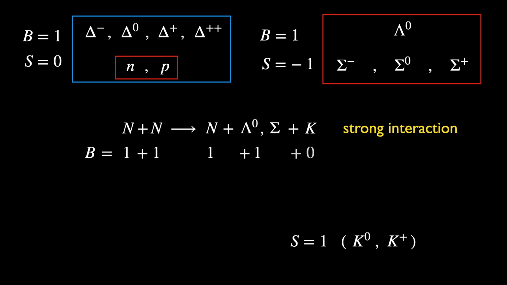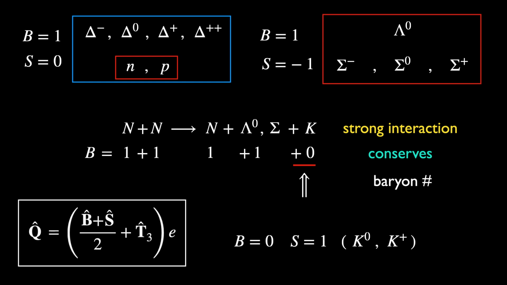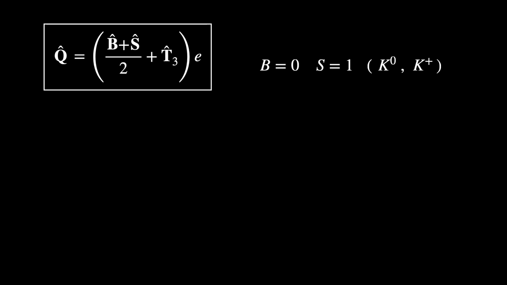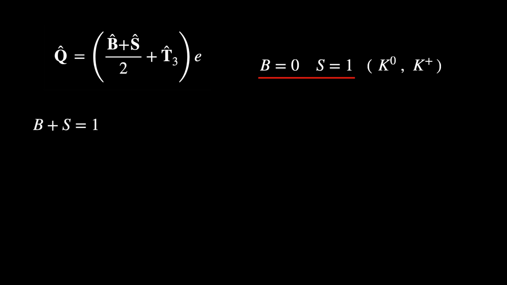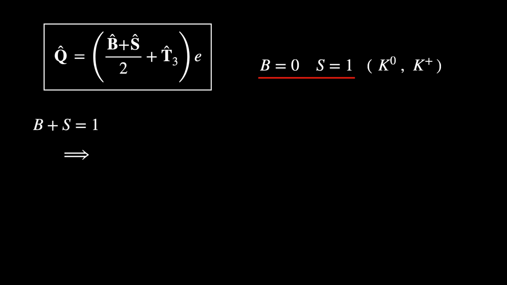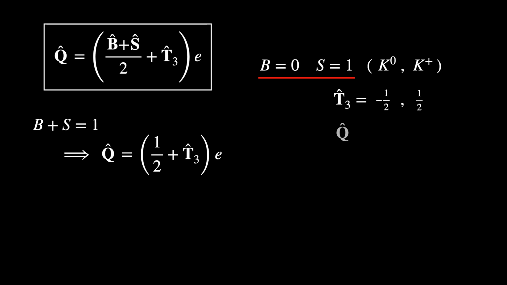Baryon number conservation implies that the Kaons must have a Baryon number of 0. Again, let's verify that the Kaons satisfy the charge formula. Substituting in the value for B plus S, Q is given by T3 is and Q which agrees with the charge formula.